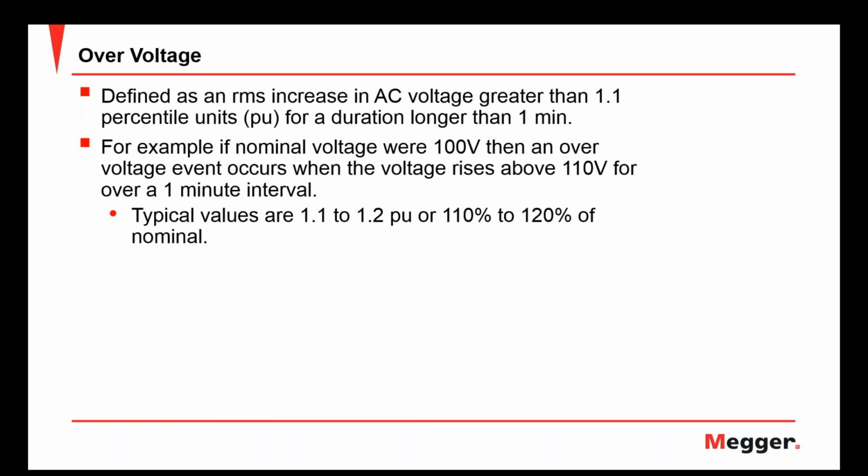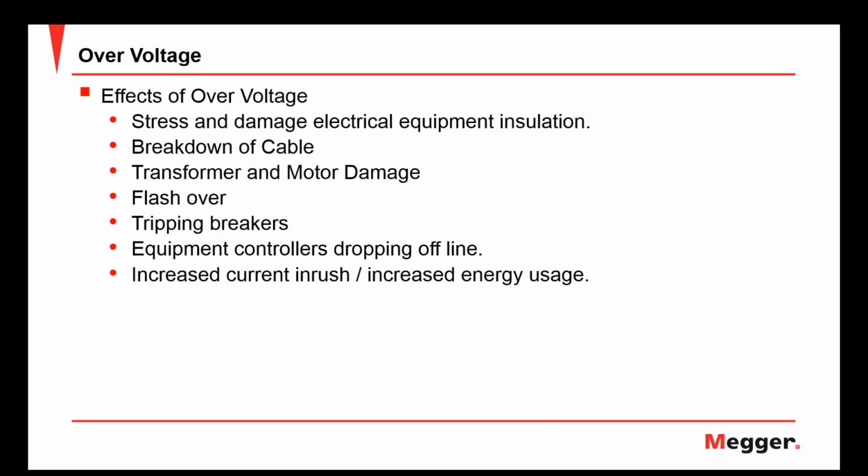Now, overvoltages are just the opposite. Those are an increase in the AC voltage greater than 1.1 per unit, or 110% of nominal, that occurs for a duration of over 1 minute. The biggest issue you're going to run into with overvoltages is that repeated overvoltages will cause stressing and damaging of equipment insulation. They can also, over time, as that insulation wears out, cause damage to transformers and motors. If it's large enough, you can get a flashover in certain areas, and of course, you can get breakers and equipment to trip offline.